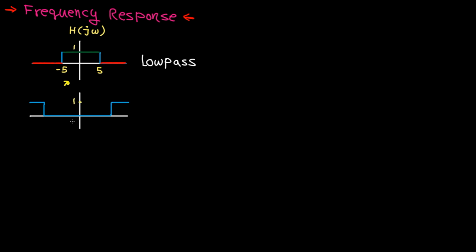For example, if we have this frequency response, all the frequencies in this range will be rejected by the system as H is 0, and all the frequencies in this range will be passed as H is 1. This system is called a low-pass filter, as it lets low frequencies pass. Here's another example of frequency response which passes all the frequencies in this range and rejects the frequencies here. This system is called a high-pass filter, as it just allows high frequencies to pass.